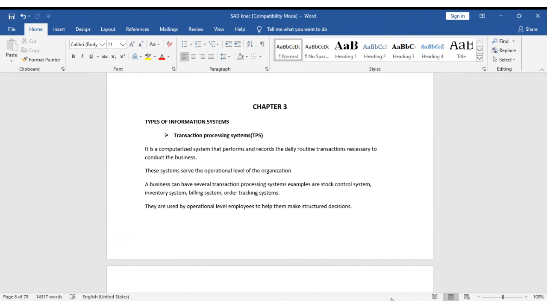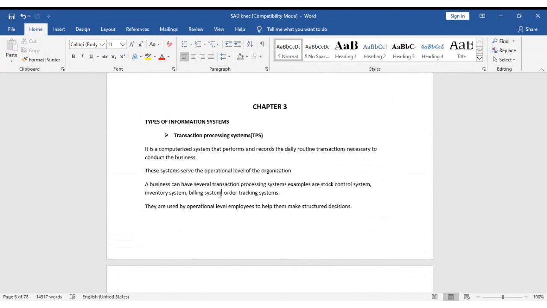Number one, we have TPS, the transaction processing system. It is a computerized system that performs and records the daily routine transactions necessary to conduct the business. It serves the operation level of an organization. A business can have several transaction processing systems.